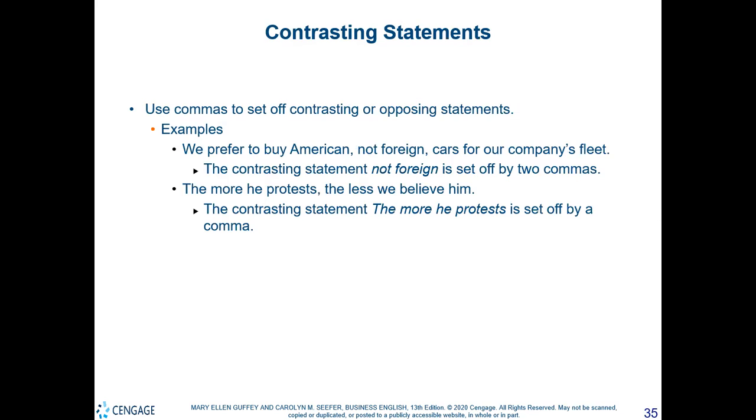We have contrasting statements. Use commas to set off contrasting or opposing statements. Examples: we prefer to buy American, not foreign, cars for our company's fleet. A contrasting statement, not foreign, is set off by commas. The more he protests, the less we believe in him. The contrasting statement, the more he protests, is set off by a comma.